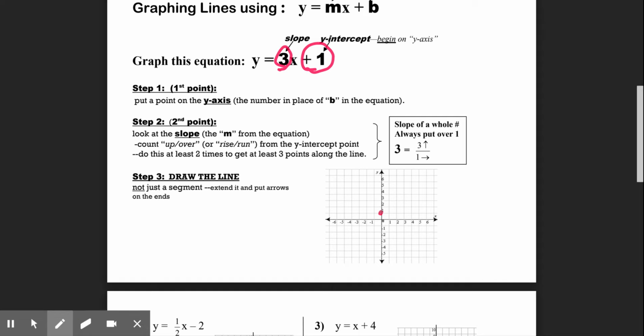And step 2, the second point: look at the slope, the m from the equation. So count up and over, or rise over run, from the y-intercept. Do this at least 2 times to get at least 3 points along the line. So if our slope is 3, we make that a fraction of 3 over 1. We're going to go up 1, 2, 3, over to the right 1, and put a point. And we do that again: 1, 2, 3, and over to the right, and we put a point. So this is what our line would look like.